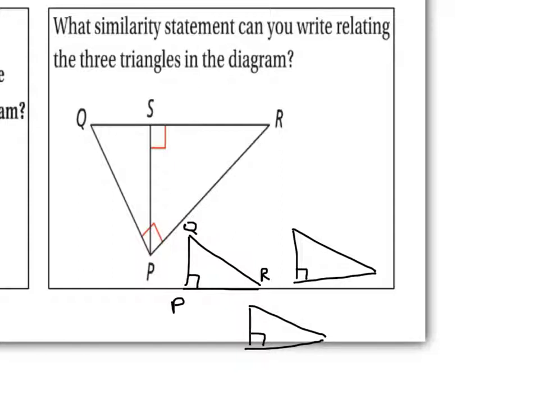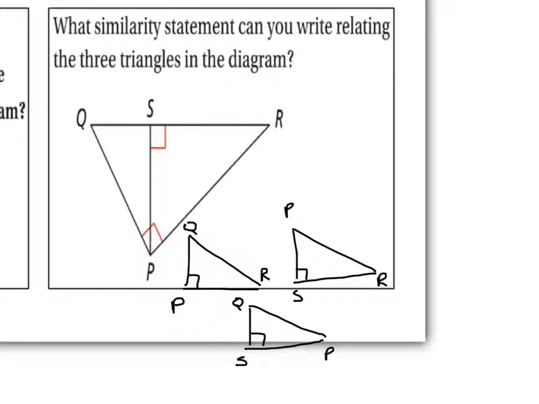Okay? Let's take the second largest one. This is going to be, if I match them up, this is going to be P, the right angle is S, and this is R. And then the smallest one, this is Q, this is S, and this is P.